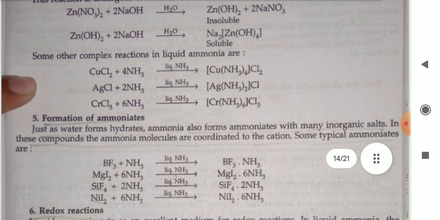Some other complex reactions in liquid ammonia: CuCl2 with liquid ammonia will give [Cu(NH3)4]Cl2. AgCl plus liquid ammonia will give [Ag(NH3)2]Cl. CrCl3 with ammonia will give [Cr(NH3)6]Cl3. Formation of ammoniates. Just as water forms hydrates, ammonia forms ammoniates with many inorganic salts.